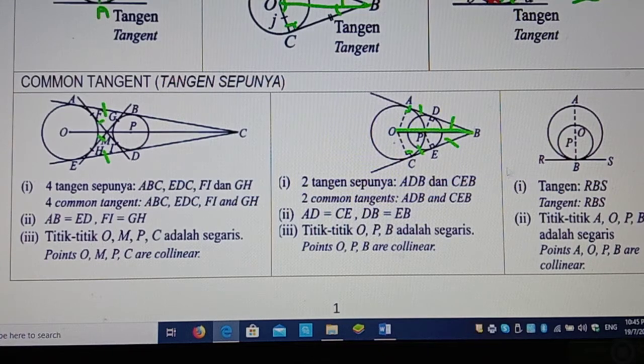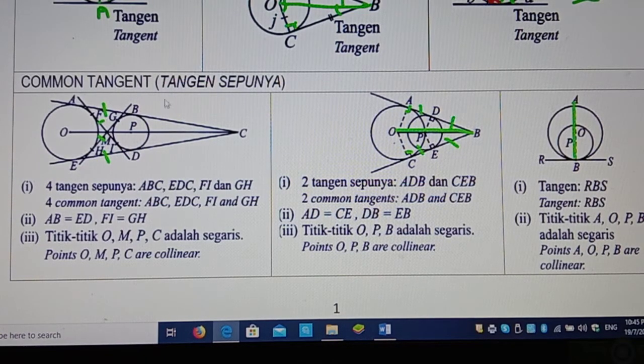Okay, now we have overlapping. The small circle is inside the bigger circle, so they only have one tangent here, R, S. So the points A, O, P, B are collinear. O is the center for the bigger circle, P is the center for the smaller circle. So all these are the properties of angles at a circle.